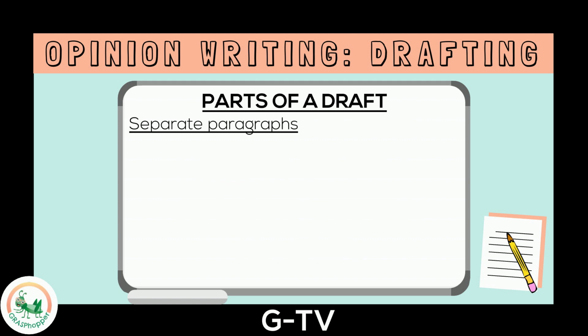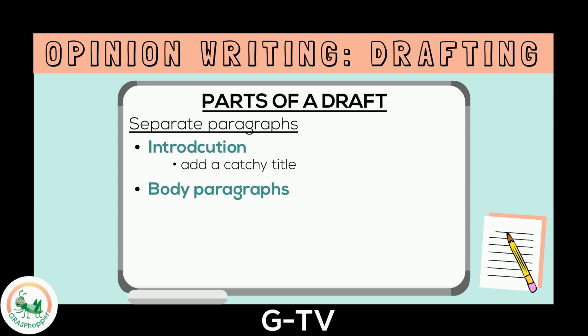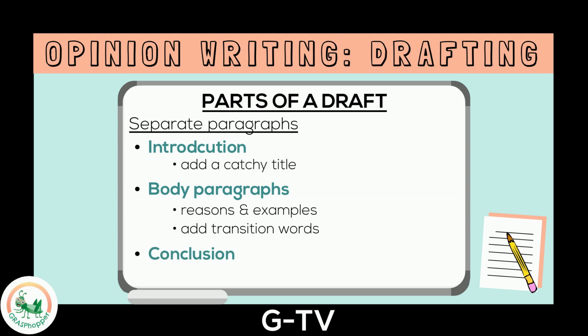The draft is made up of separate paragraphs. First is the introduction. While you're drafting your introduction, you will add a catchy title. The next part you will draft are the body paragraphs. This is where you will write your reasons and examples. You will also add in any necessary transition words. Last, you will draft your conclusion with any transition words that you need.